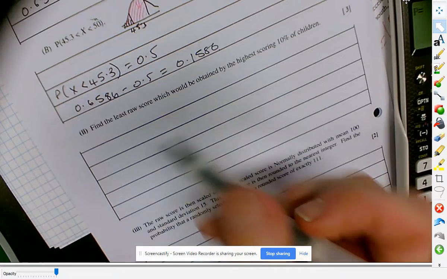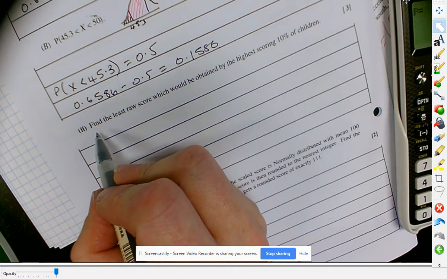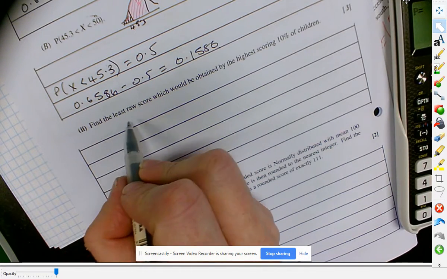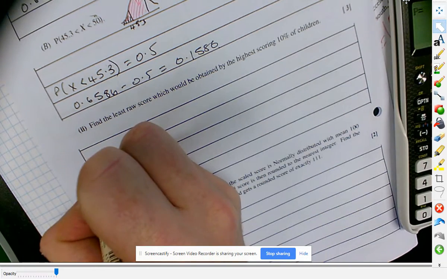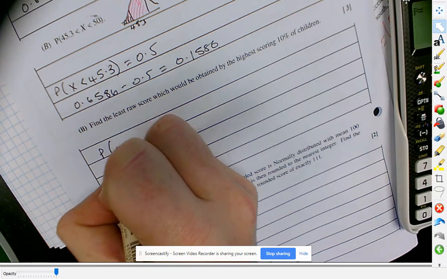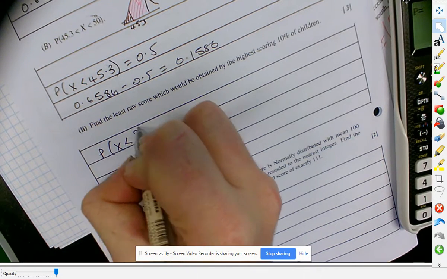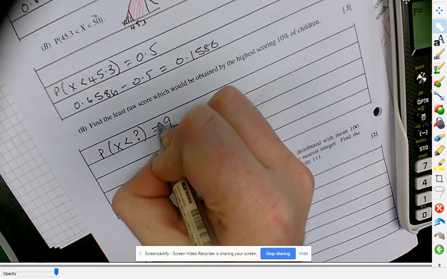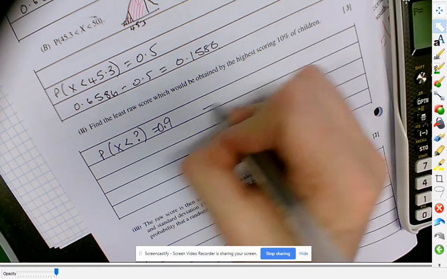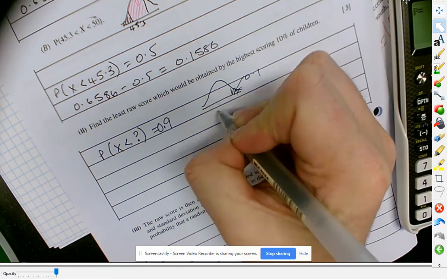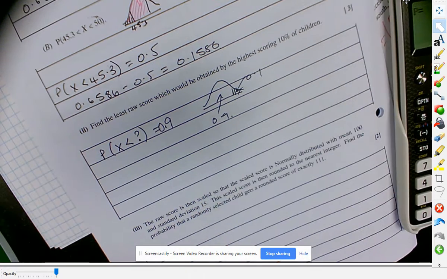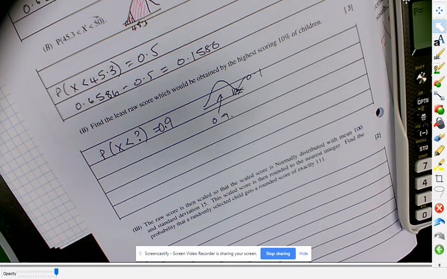Okay. Find the least raw score which will be obtained by the highest scoring 10% of the candidates. So we're looking for the probability. If we want the highest 10%, that's 0.1. Remember, our inverse normal mode on the calculator only does less than probabilities. So we've got to do 0.9.